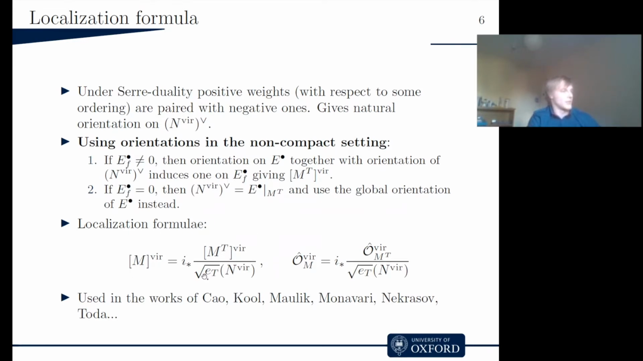So how this comes into the localization formula is written here. If we have the virtual fundamental class, then first one needs an orientation on this fixed point locus for the corresponding obstruction theory. And if this is trivial, then one needs an orientation on the normal bundle or the virtual normal bundle, because one wants to take a square root and the choice of square root is governed by the orientation.